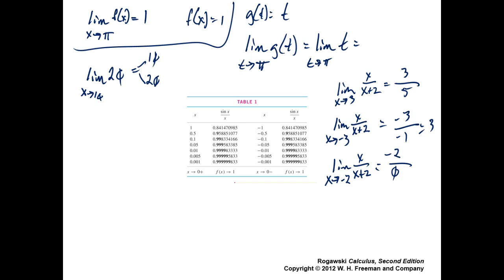I took algebra and pre-calculus in high school. So I remember this stuff, but sometimes it gets blurred.